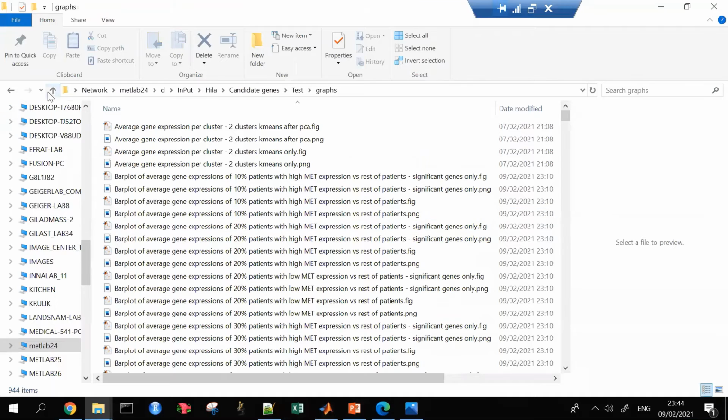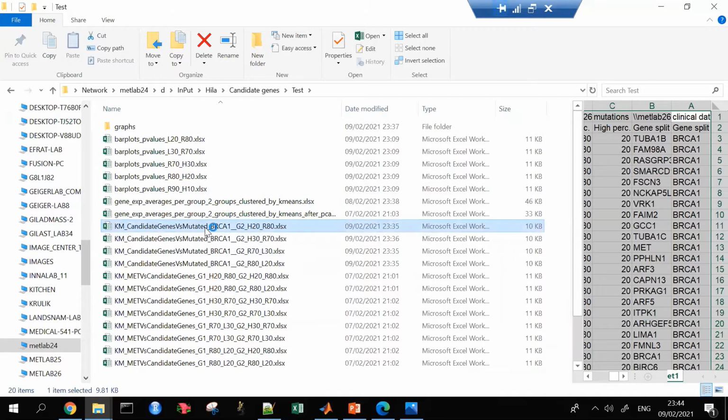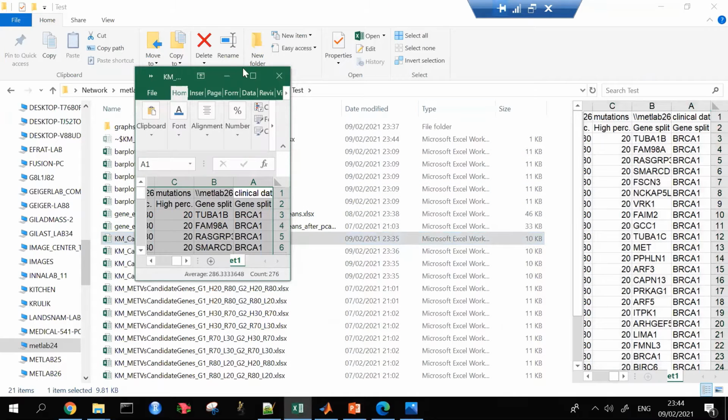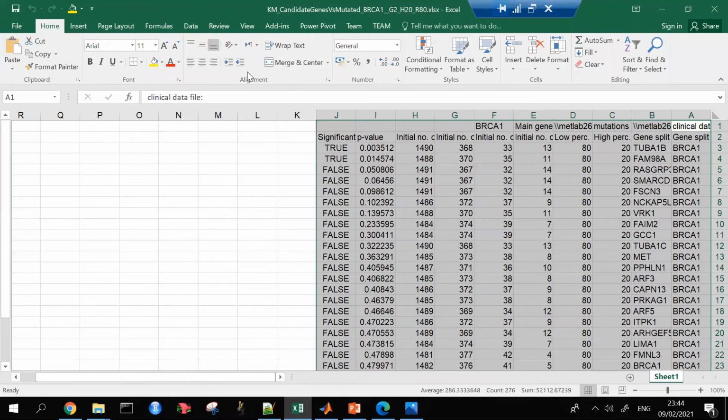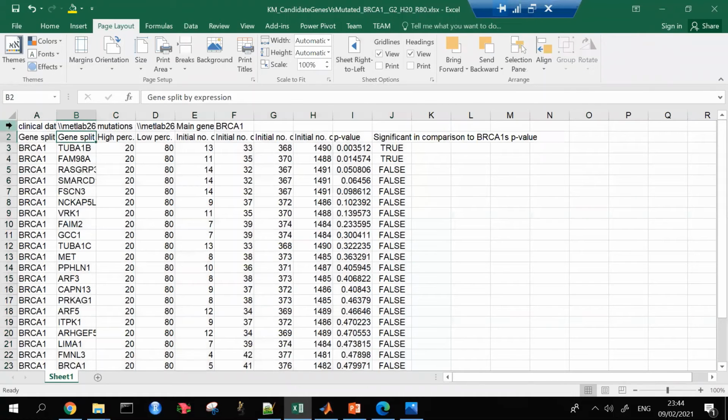And done. So we can actually look at our Excel table. And it is very similar to the table that you have seen in the Kaplan Meier analysis by expression and co-expression. Okay, page layout. Again, this is the place where the data was taken from. Our main gene or driver gene, this time it was BRCA1, just for teaching purposes.